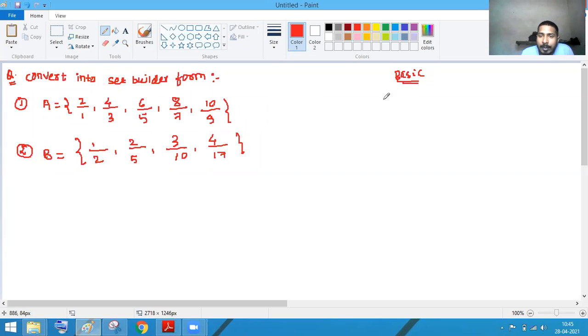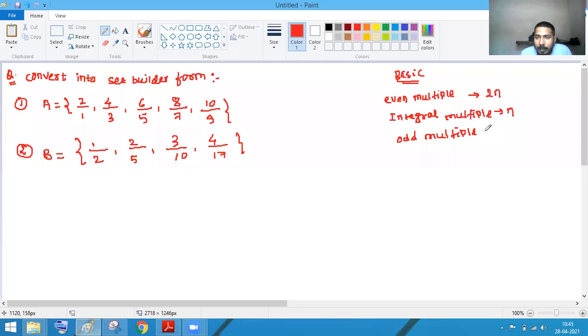What is that first basic? The even multiple. What is even multiple? Even multiple is basically 2n. Then we have integral multiple. It is basically n. Then we have odd multiple, either 2n minus 1 or 2n plus 1.